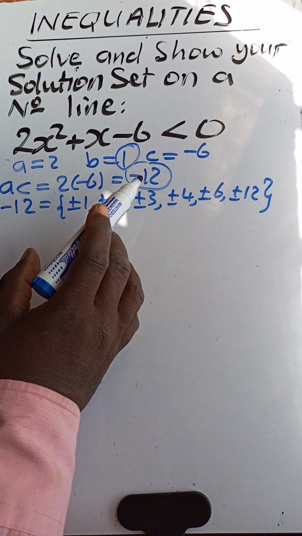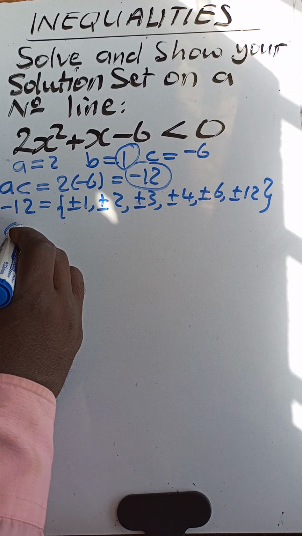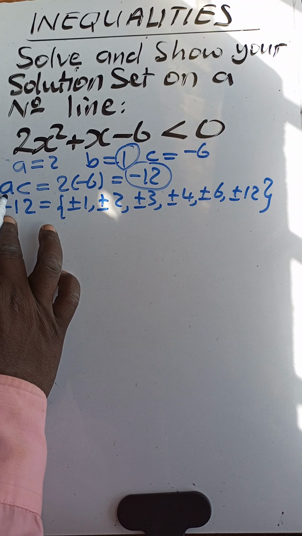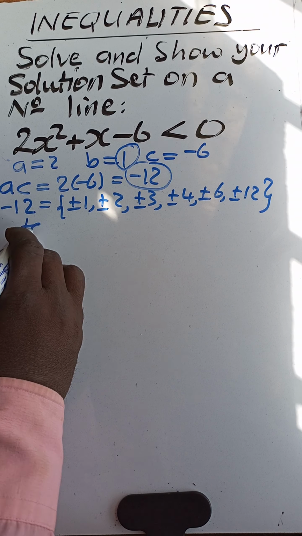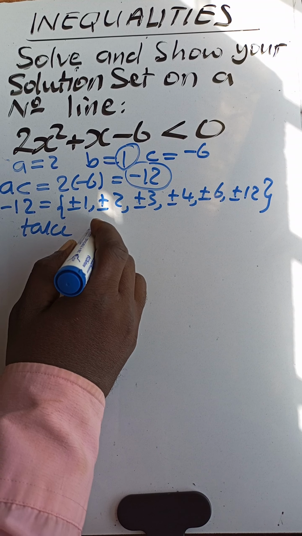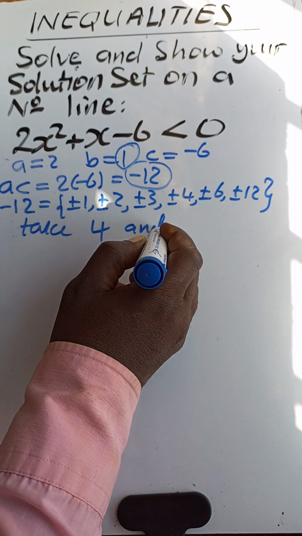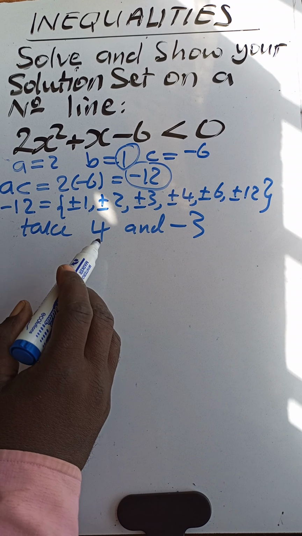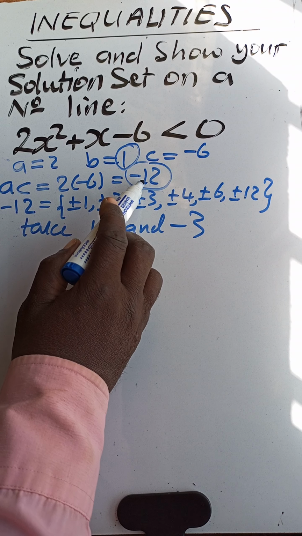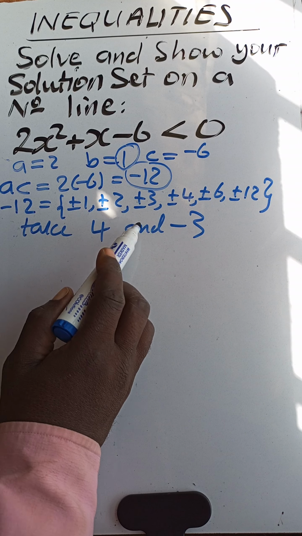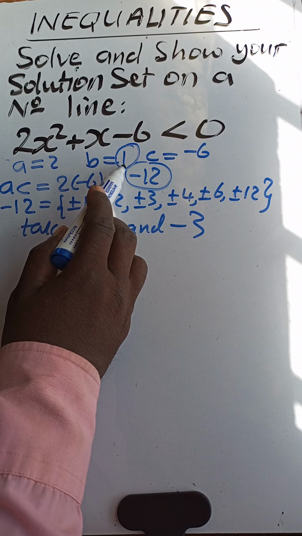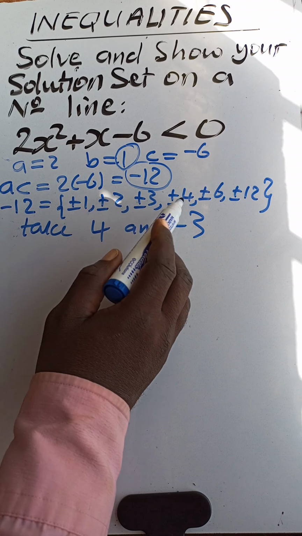Only two elements of this set. And so choosing carefully, we'll get 4 and negative 3. 4 multiplied by negative 3 gives us negative 12. 4 plus negative 3 gives us 1. These are the only two elements from this set.